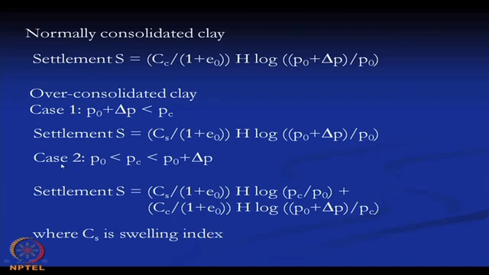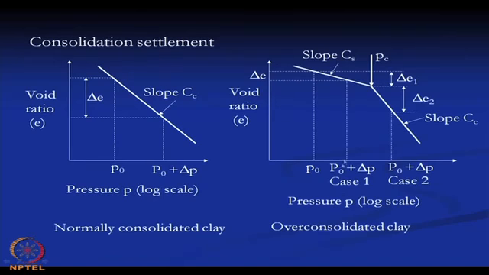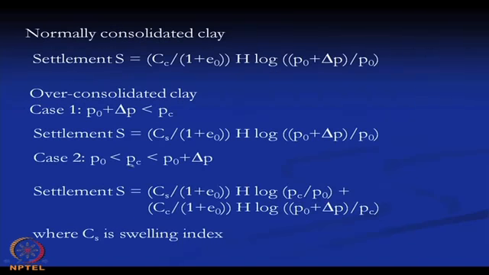And in case 2, here P0 is less than PC, but P0 plus del P is greater than PC. In that condition, we can calculate the settlement as CS divided by 1 plus E0 into H log PC divided by P0, plus CC divided by 1 plus E0 into H log P0 plus del P divided by PC.